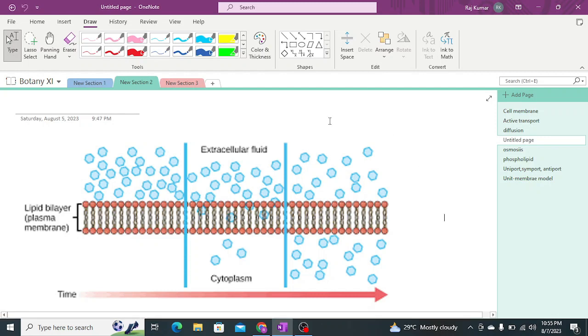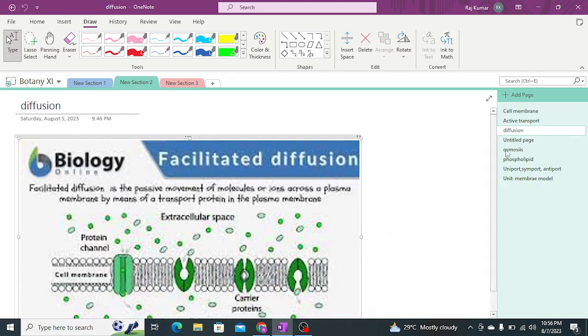Diffusion involves two types: simple diffusion and facilitated diffusion. Simple diffusion involves simply the movement of substances from higher concentration to lower concentration. As you can see in this diagram, the movement of molecules from higher concentration to lower concentration takes place. This is the example of simple diffusion, which doesn't require any sort of energy. So simply the molecules go from higher concentration to lower concentration. On the other hand, we have facilitated diffusion.